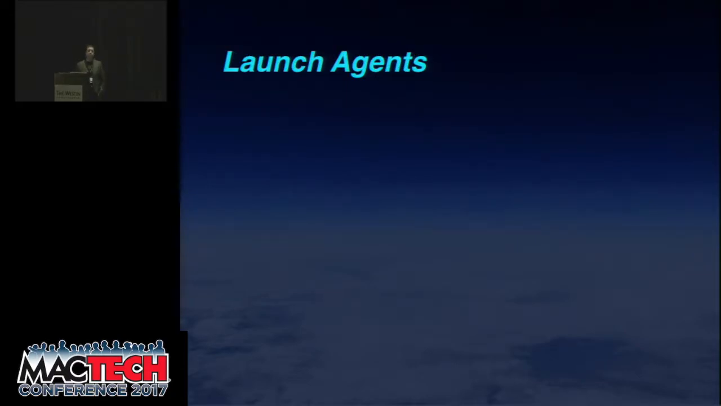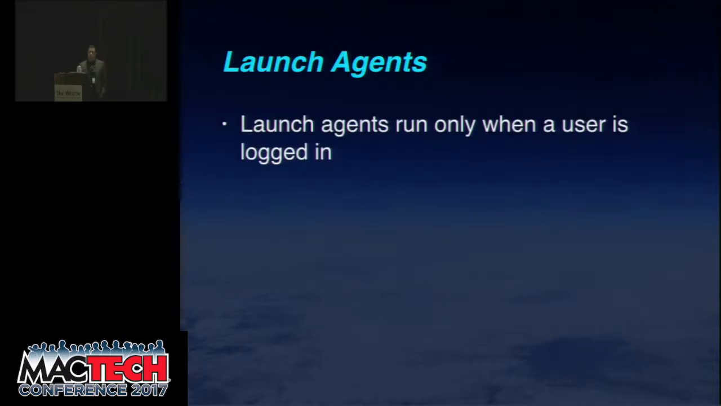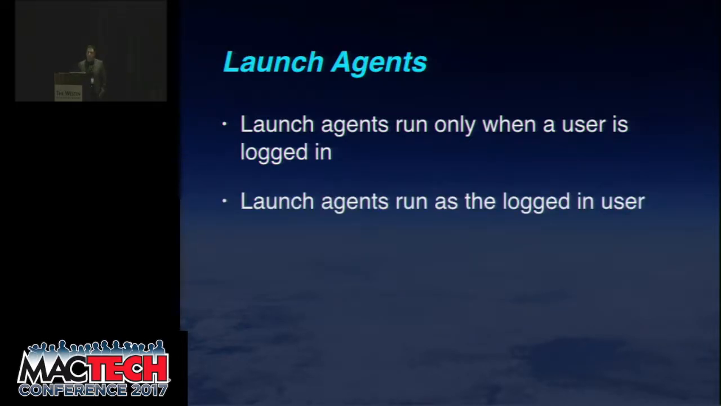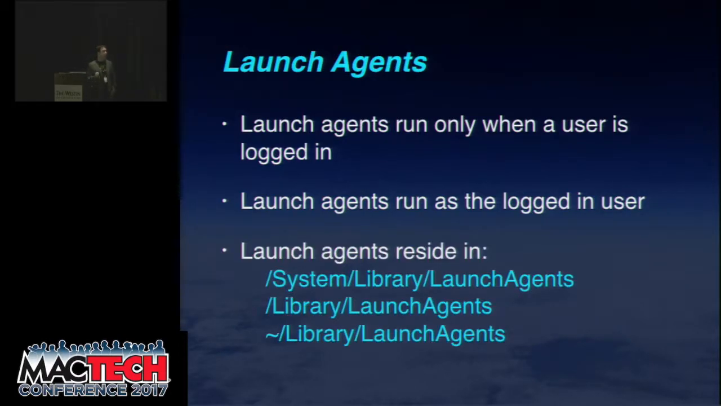Launch agents are sometimes referred to as user agents, and they are identical to launch daemons, except that they only run when a user is logged in. And when the user is logged off, they exit, they terminate. Launch agents run as the logged-in user, and they reside in System/Library/LaunchAgents, and in the home folder of the logged-in user, Library/LaunchAgents.